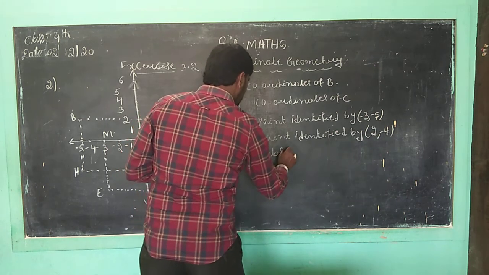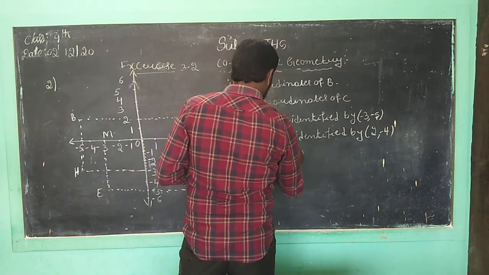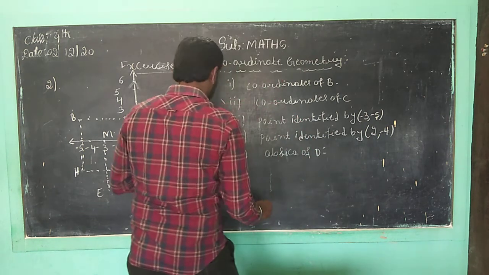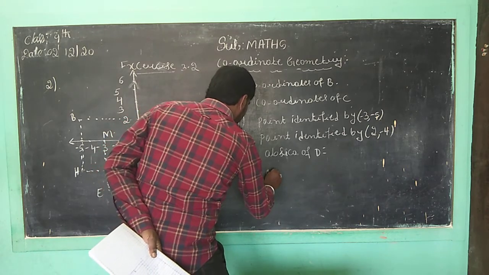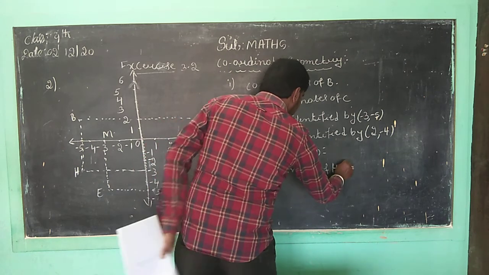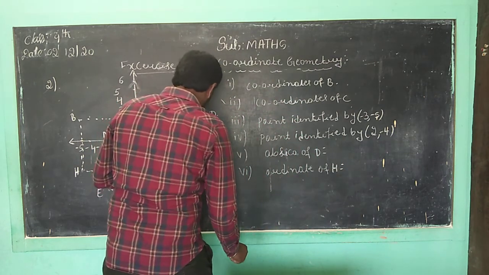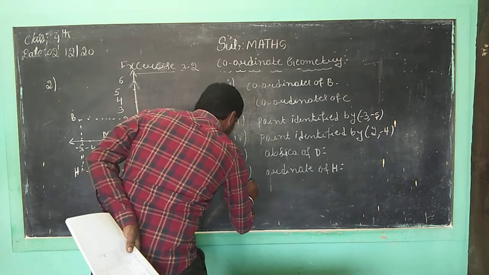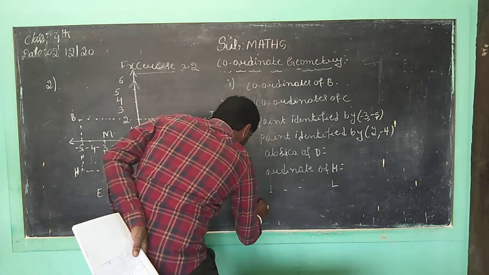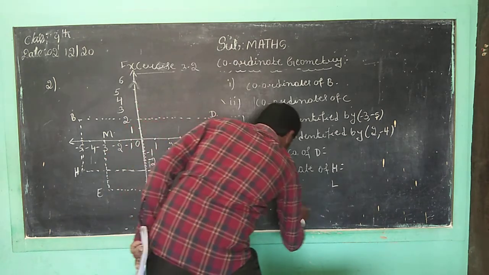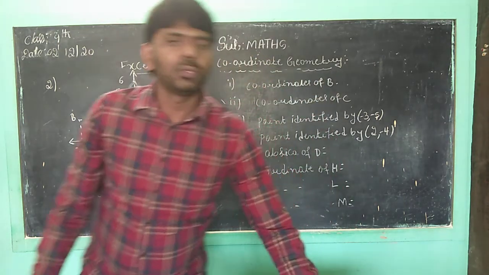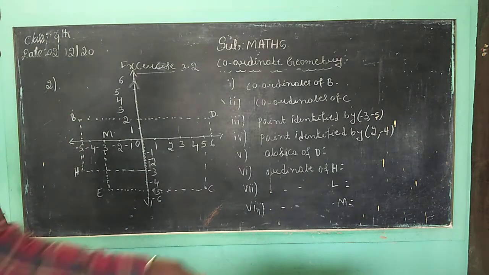So next is ordinate of H, then ordinate of L, and the last one is ordinate of M, children. This is the question, children. Children, you want to answer first. First, the coordinates of B, children.